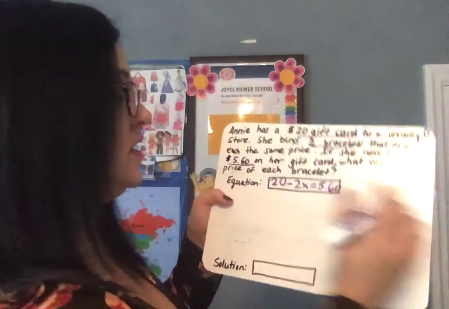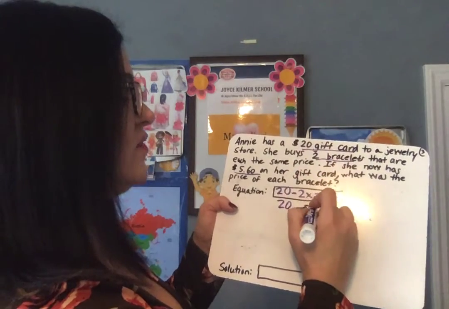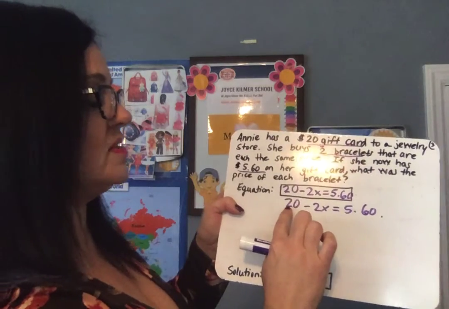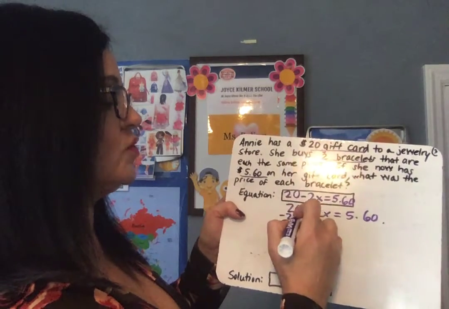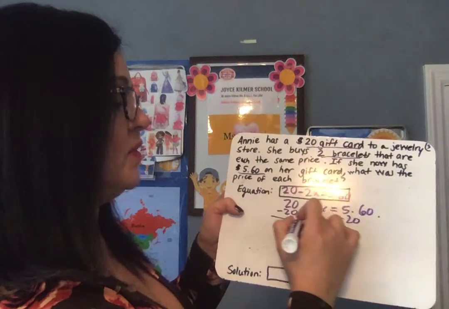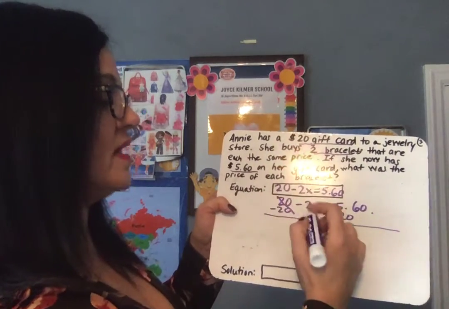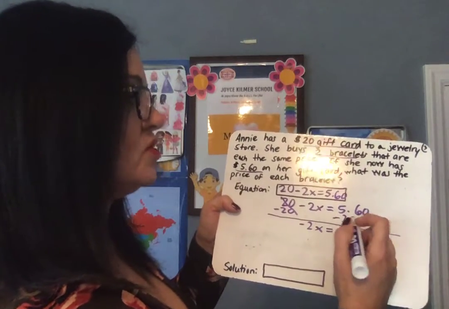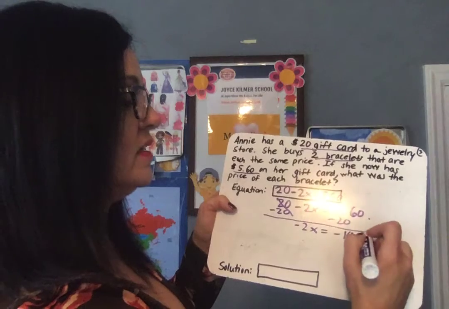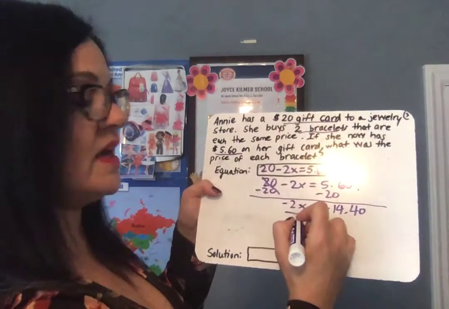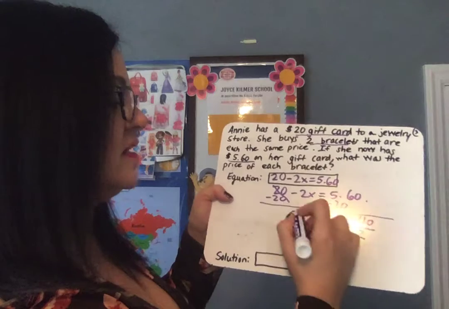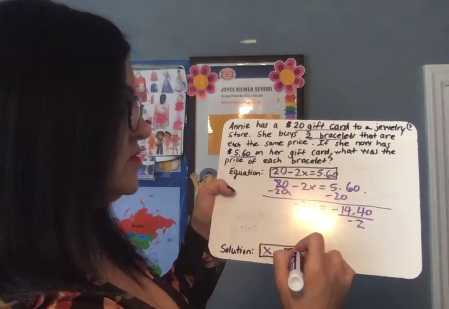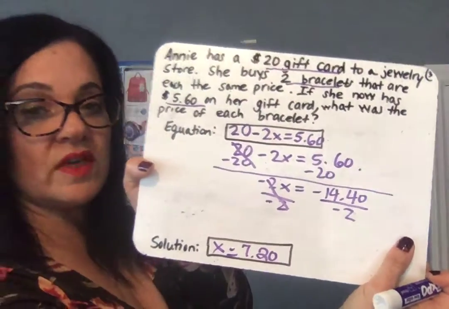So that is the equation. So let's go ahead and solve that. So in order to solve that, x wants to be alone. So the opposite of positive 20 is negative 20. So we'll take away 20 on both sides. Draw your line, cross this out. Bring down your negative 2x, and 5.60 minus 20 is negative 14.40. To get rid of the negative 2, we divide negative 2 on both sides, and we have x equals $7.20, okay? So that's your answer there.